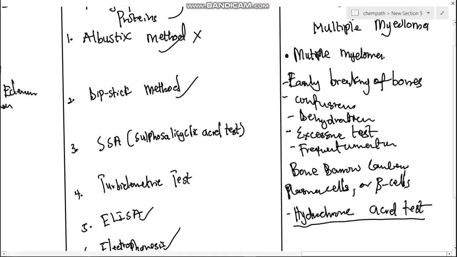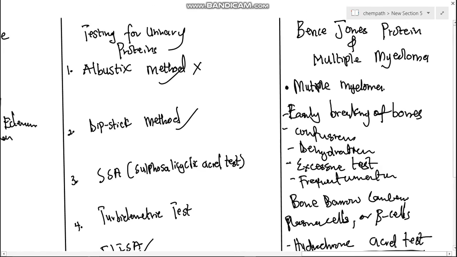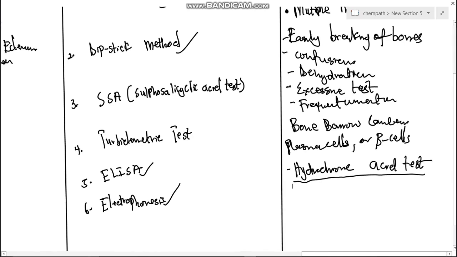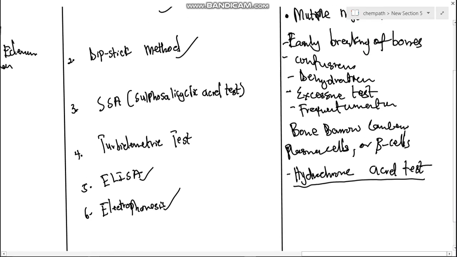There are specific tests that we use to detect Bence-Jones protein in the urine. We have the hydrochloric acid test, a type of test that we can use to determine the presence of Bence-Jones protein in the urine. So that will be it for multiple myeloma. Basically, this is a brief overview of urine proteins. In the next video we'll talk about cerebrospinal fluid proteins, and we'll go much deeper into that.